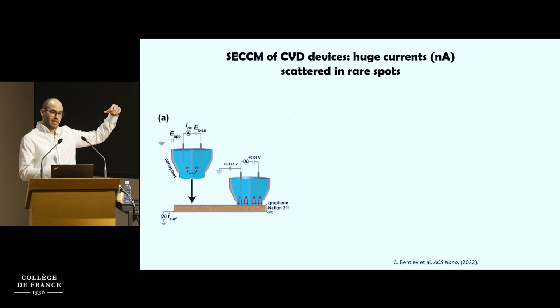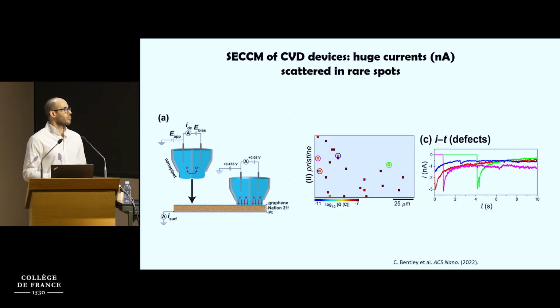Then they retract, and they approach again at a different location. And this allows them to map the proton conductivity of the whole device. And what they found was, again, what was claimed before: for CVD graphene, they still see these isolated spots of current. These spots occur, again, around every 20, 30 microns or so. And these currents are of the order of nanoamperes.